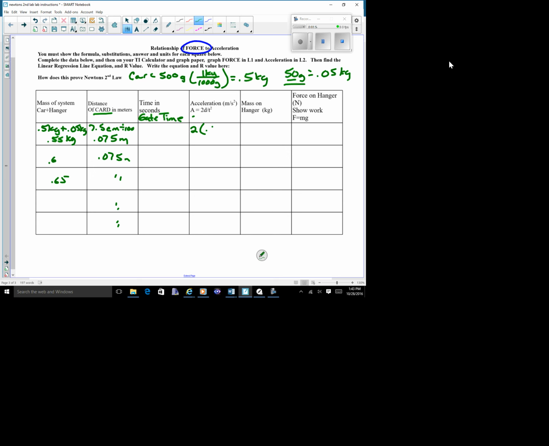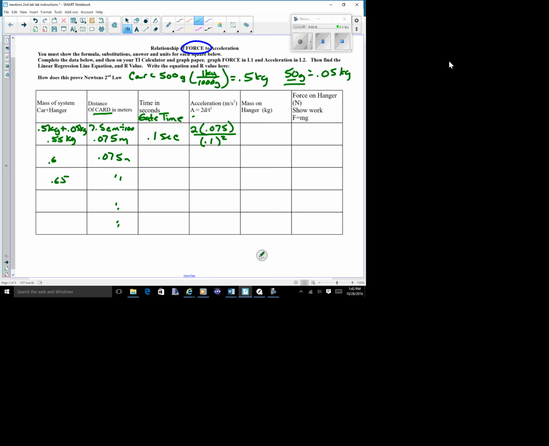So let's say the gate time was, I don't know, 0.1 seconds. I just made that up. You'd put 0.1 and square just the time. Don't square the whole thing. It's 2 times the distance of the card divided by the time squared.